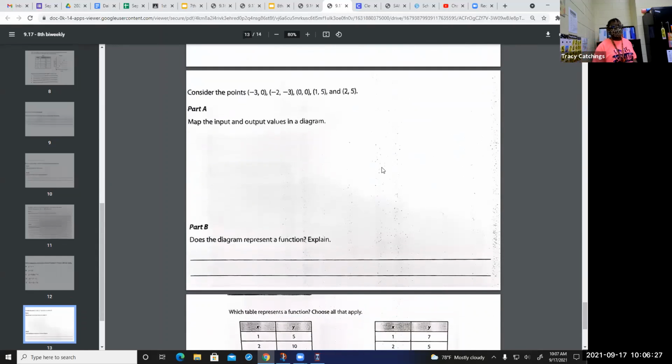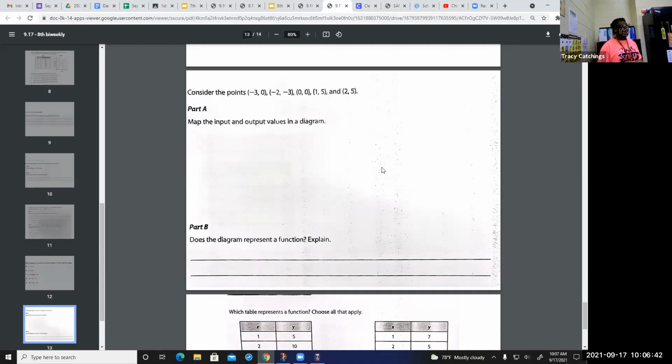Number 13, they're giving you certain points. They told you to put it in a diagram. You can use a mapping diagram. You can graph it. You can put it in a table, as long as I see some kind of diagram. And then from your diagram, they want you to tell if it is a function.